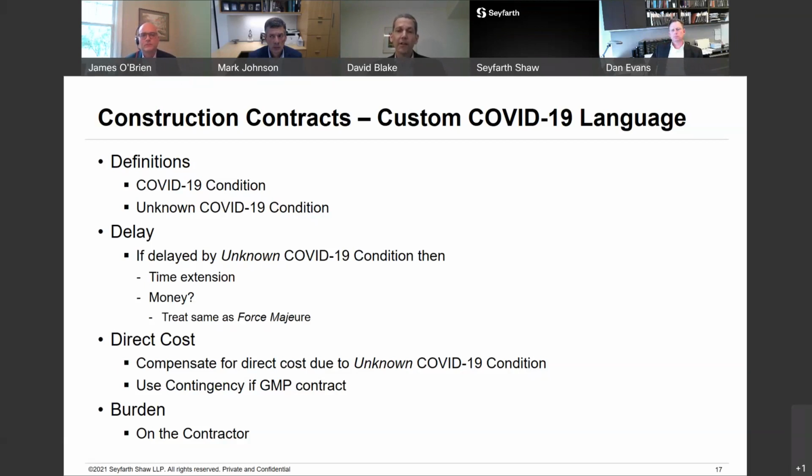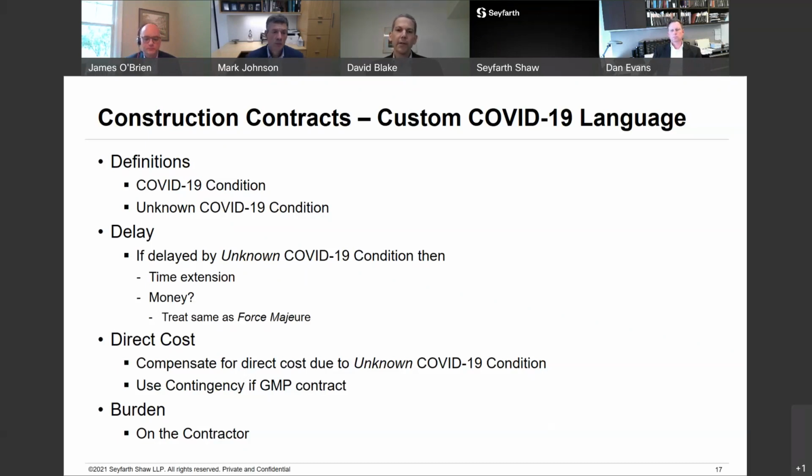The big issue is, is it also entitled to money for the delay, extended field office overhead? And in my contracts, the answer is no. And the reason is because COVID-19 is either akin to or is a specific type of force majeure delay. And the traditional approach in the construction contracts is that because force majeure is not caused by the owner or the contractor, it entitles the contractor to a time extension, but not additional money.